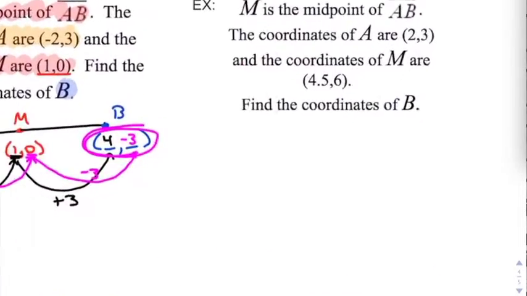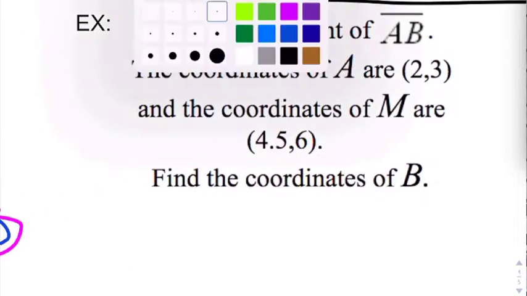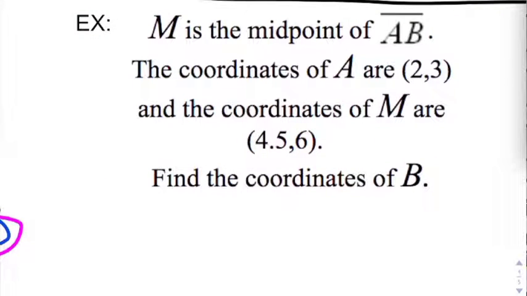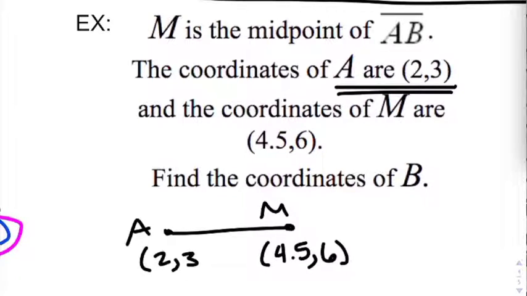Here we have another problem that's very, very similar. So we're given the midpoint, excuse me, and we're given an endpoint. So we have A is going to be the endpoint. So again, trying to get a visual, A is going to be 2, 3. That's going to go to some midpoint in the middle, which is going to be 4.5, 6. And we have to try to figure out what B is.